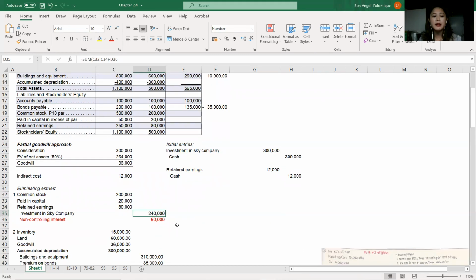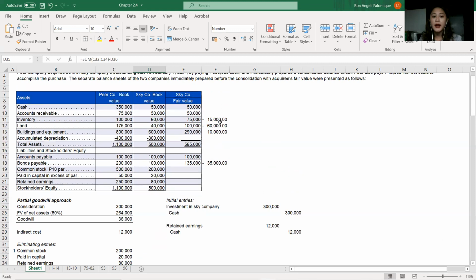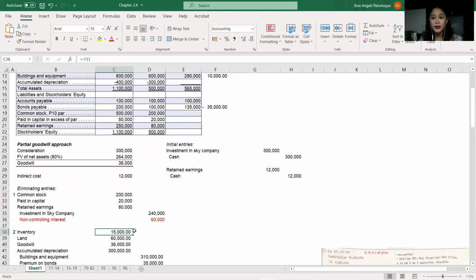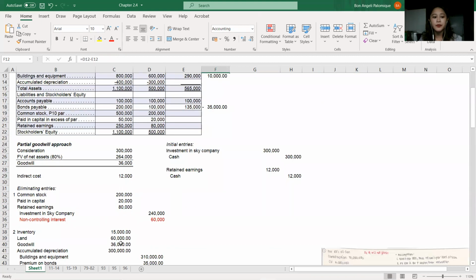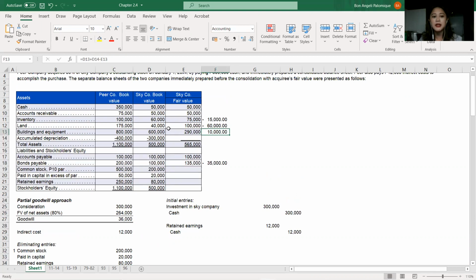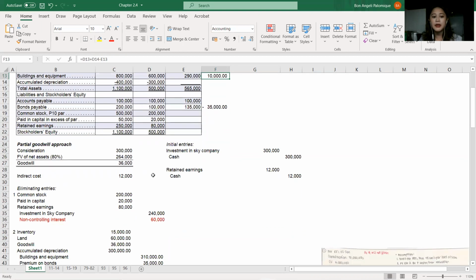Okay, next. Eliminate mo naman yung over-under valuation. So, titignan mo, 60,000 to, tapos 75 dapat. So, may 15,000 increase dapat sa inventory. Sa land naman, dapat may 60,000 increase. Then, sa next is 10,000 sa AC debt natin.